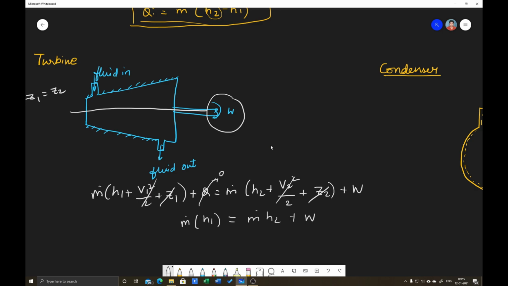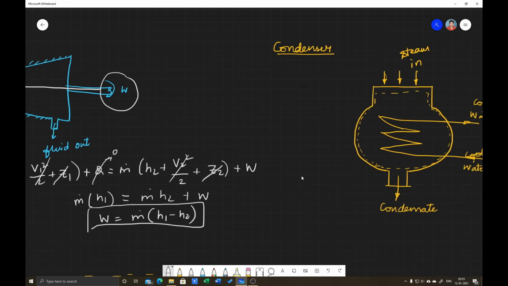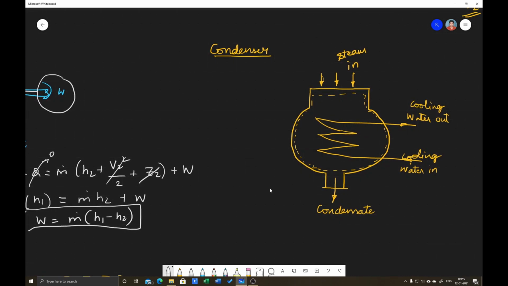The sole purpose of a turbine is to produce work from the heat of the steam. So finally W is equal to m dot into H1 minus H2. This is the formula for turbine work. We are discussing only steam turbine, steam condenser, steam nozzle, and also steam boiler.